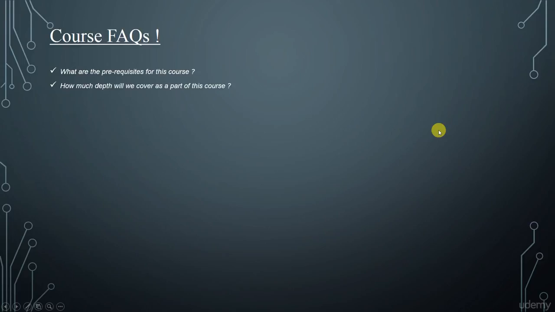Next question. How much depth will we cover as a part of this course? As already said, we are going to start from absolute scratch level, where we assume that you have no idea what DS and algo is. And then we will slowly graduate to a level where we should be able to crack any top-notch product-based company's interview. By the way, going forward, we will be using the word DS to mean data structure as the word gets too lengthy to pronounce.